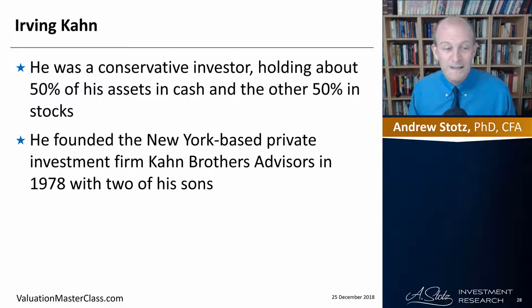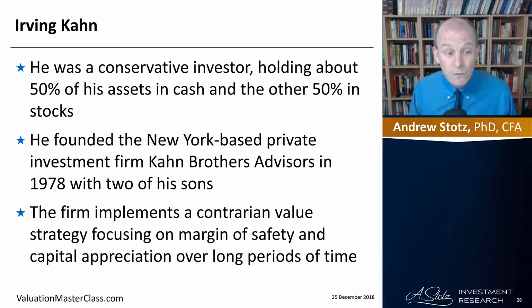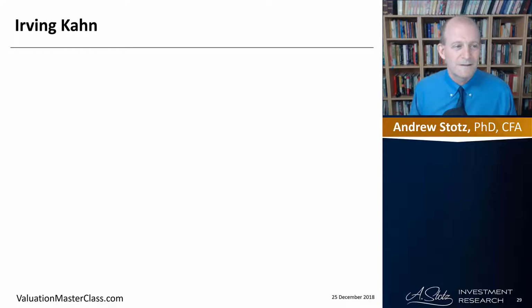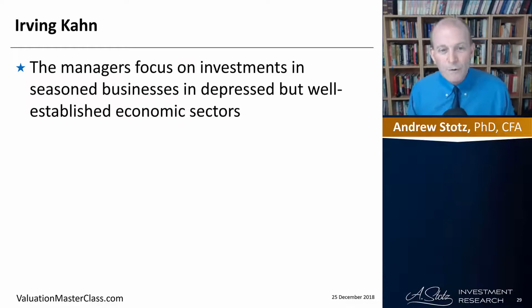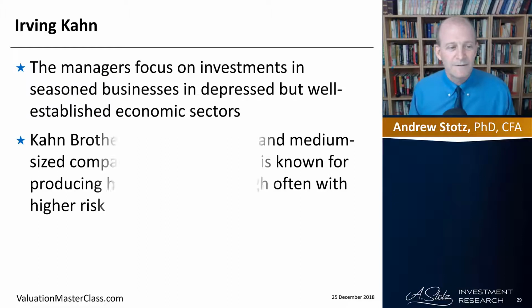He founded the New York-based private investment firm Kahn Brothers Advisors in 1978 with two of his sons, and that firm still exists. It implements a contrarian value strategy focusing on margin of safety and capital appreciation over long periods of time. Contrarian value means they calculate the value, and then they really are looking for bombed out stocks. The managers focus on investments in seasoned businesses in depressed but well-established economic sectors.